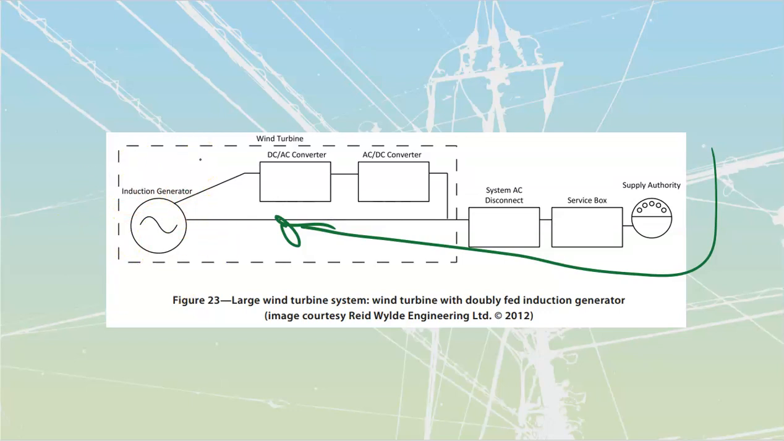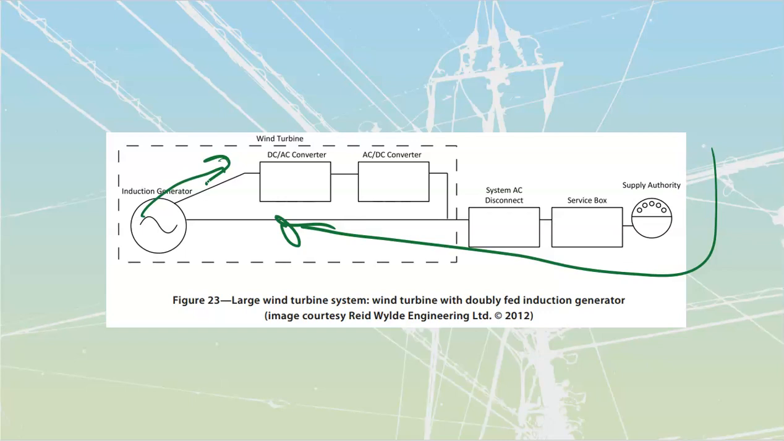And so I'm going to synchronize with that one over there. Note how it says it's doubly fed. The doubly fed refers to the fact that there are going to be multiple sets of windings. One of the sets of windings is going to be fed by the supply authority. The other winding is going to be fed by the induction generator, what I'm actually generating off of that thing.